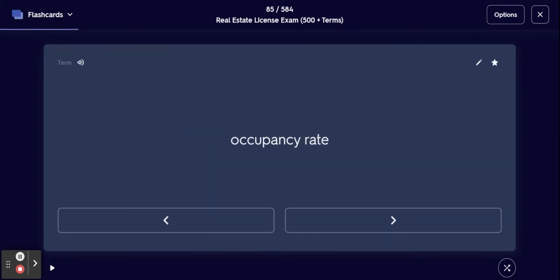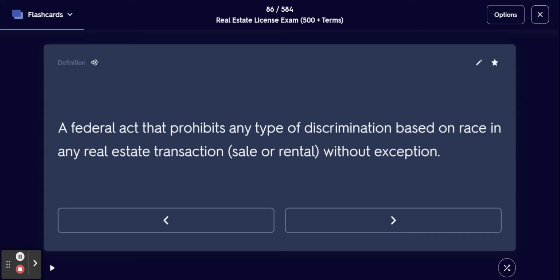Occupancy rate. The percentage of occupied rental units. Civil Rights Act of 1866. A federal act that prohibits any type of discrimination based on race in any real estate transaction without exception.